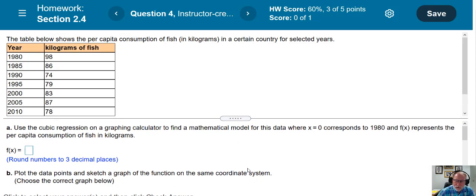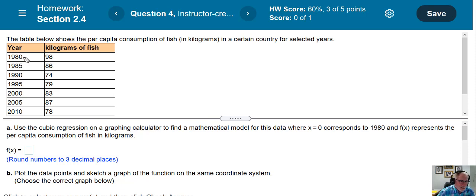In this problem, the instructions are to use the cubic regression on a graphing calculator. Now, I sent out an email earlier showing you how to get a free TI-84 graphing calculator on your computer. You can also use the Google Play Store to get the same free graphing calculator on your Android phone. Or you can go buy a TI-84 calculator. But here's how you use the cubic regression.